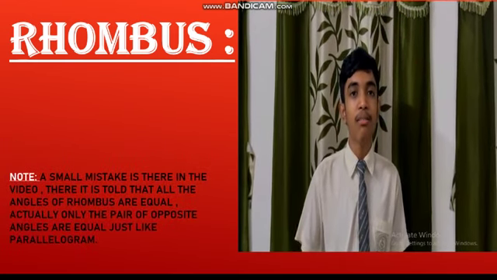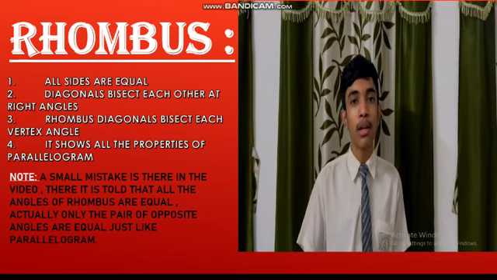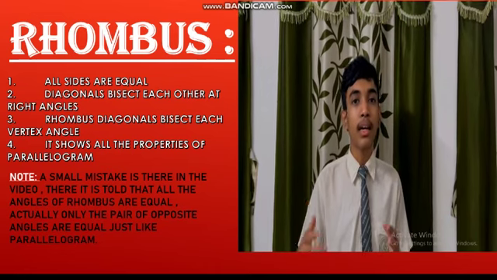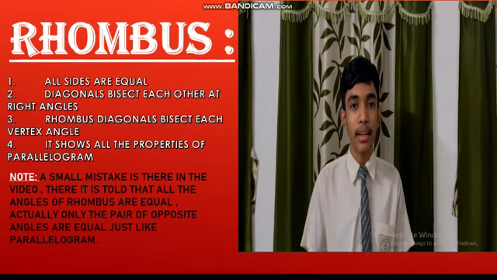Previously, we have discussed the parallelogram, and now I, Rupayan, will be discussing the rhombus. A rhombus is a four-sided polygon with all sides of equal length. All angles are equal and the diagonals bisect each other at 90 degrees.